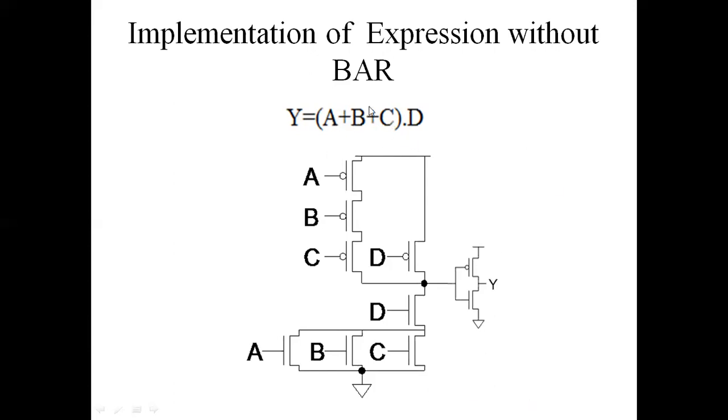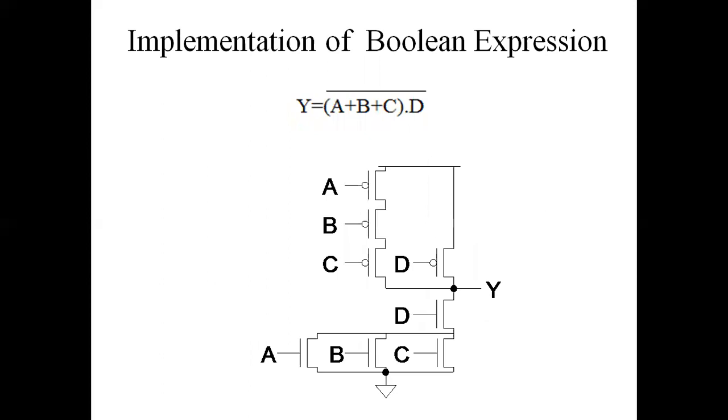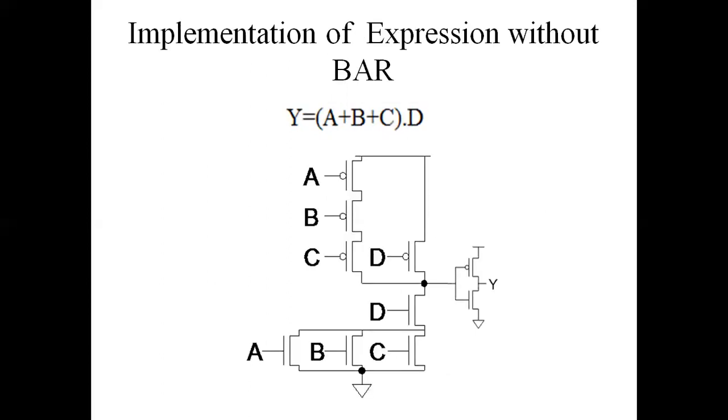A plus B plus C means the ORing action is there, so the NMOSFETs are in parallel and D is in series because of the ANDing. The reverse case is present for the PMOS, as A, B, C are connected in series and to this network D is connected in parallel. So just the bar is absent here as compared to the previous one. Here the bar is removed. So we add the inverter to invert whatever condition is present. So this is the implementation of the expression without bar.